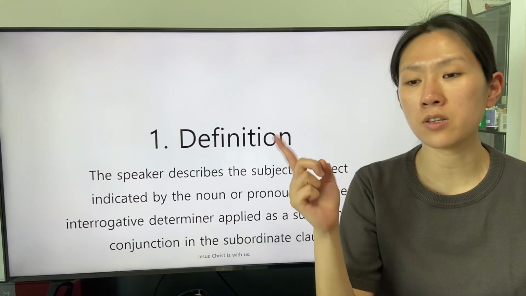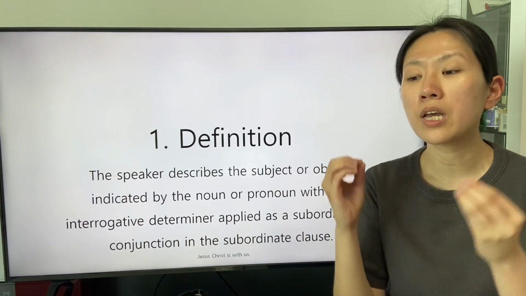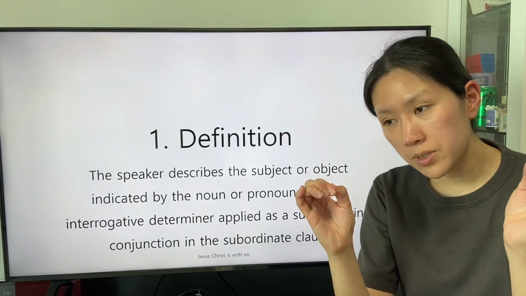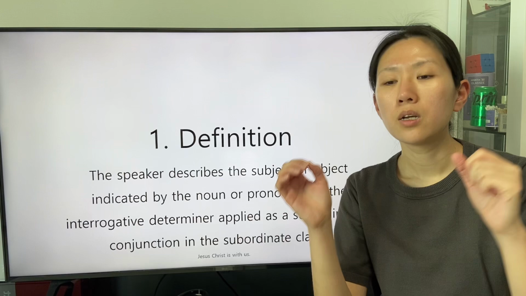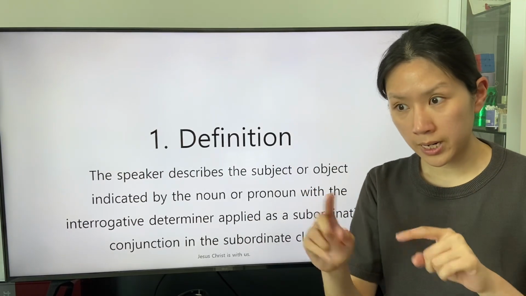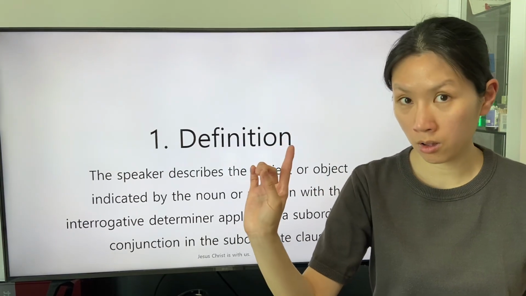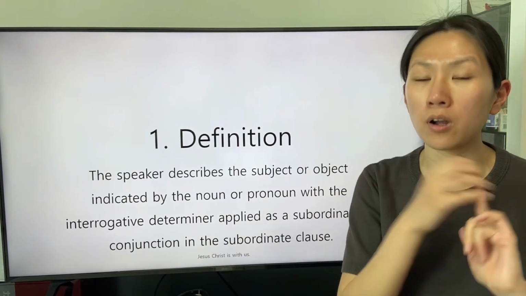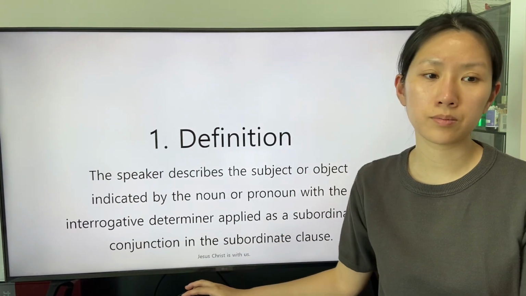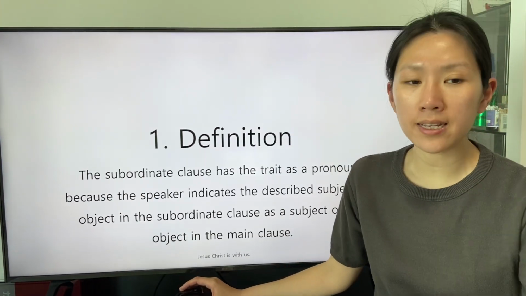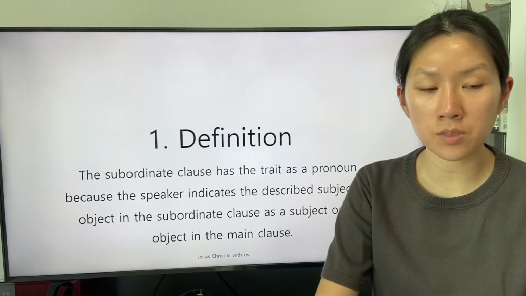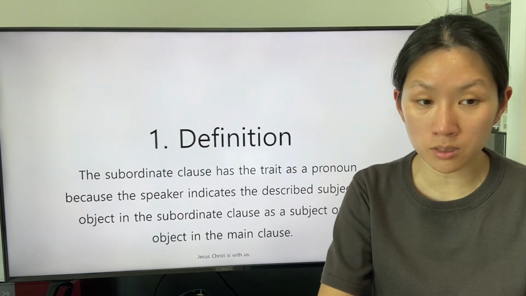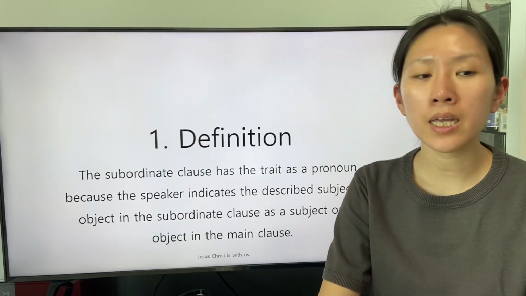The phrase of the noun or pronoun to include the determiner indicates the described subject or object. The described subject or object indicated by the subordinate clause practices the role as a subject or object in the main clause. The subordinate clause has the trait as a pronoun because the speaker indicates the described subject or object in the subordinate clause as a subject or an object in the main clause.